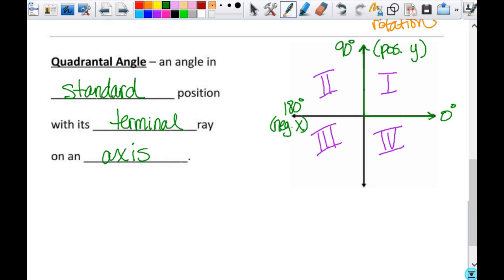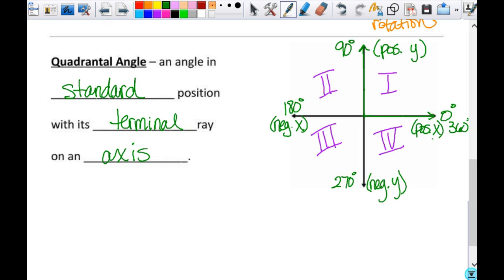And then this, what angle measure would this be? We've got 90, 180, 270, and this would be the negative y-axis. And then 0 or 360 would be on the positive x-axis.